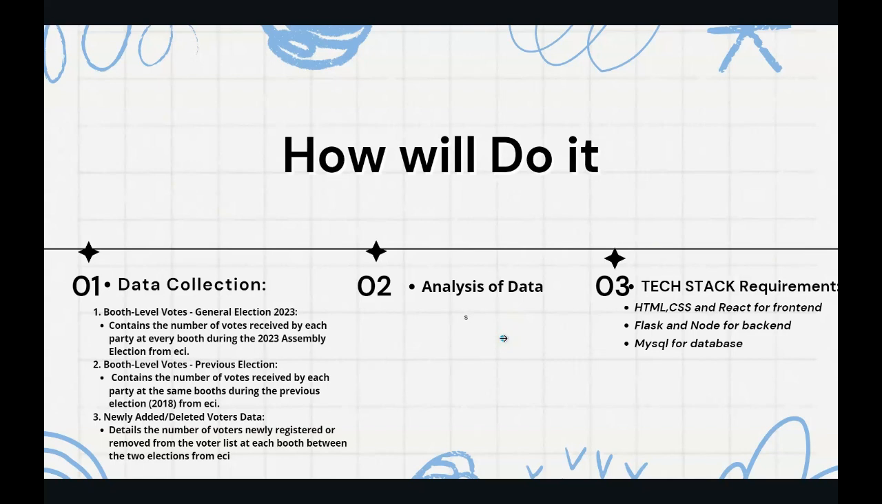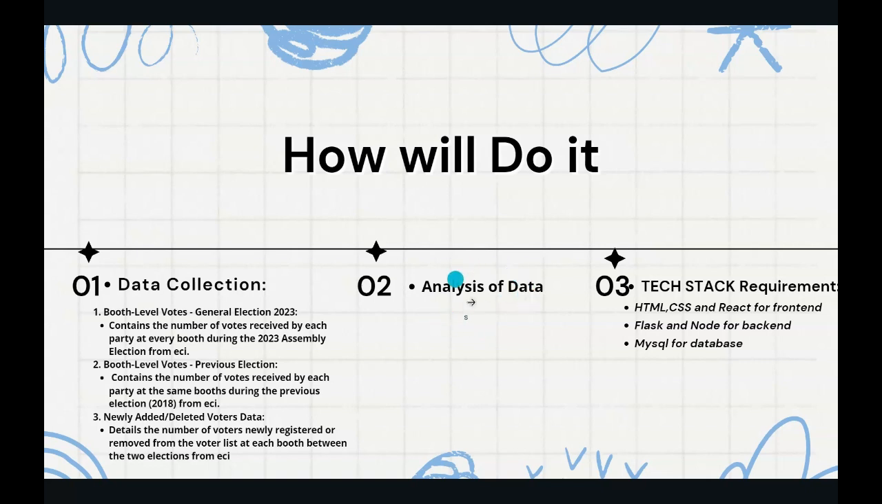As the data collection is done, moving on to our second step, that is analysis of data. In the analysis, we will be comparing the votes of 2023 with the last 5 elections, that is 2018, 2013, 2008, and 2003. We will also analyze the data on new and removed voters to see if these changes might explain any differences in the election results.